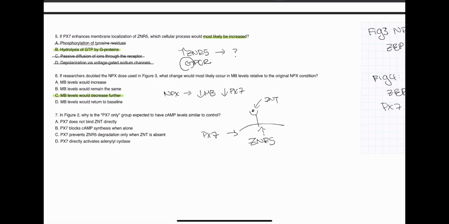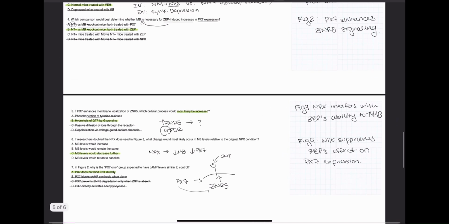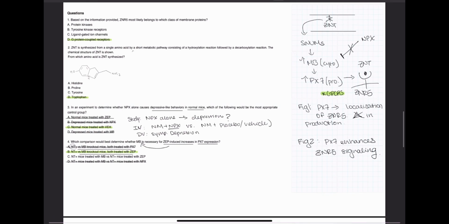So the one that tells us this is PX7 does not bind ZNT directly. Because PX7 blocks CMP synthesis when alone, that would be lower than the control. So we don't want that. PX7 prevents ZNR5 degradation only when ZNT is absent. None of our figures told us this. And then PX7 directly activates adenyl cyclase. No, figure 1 and 2 told us that PX7's role is that it directly interacts with ZNR5 and it helps it localize.